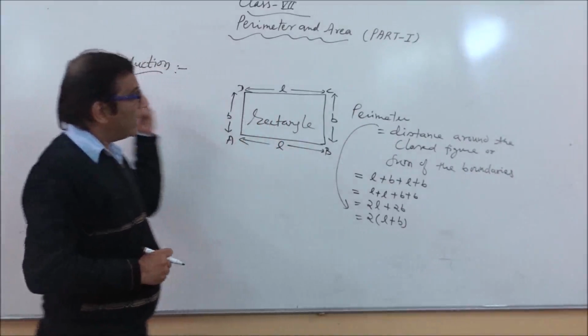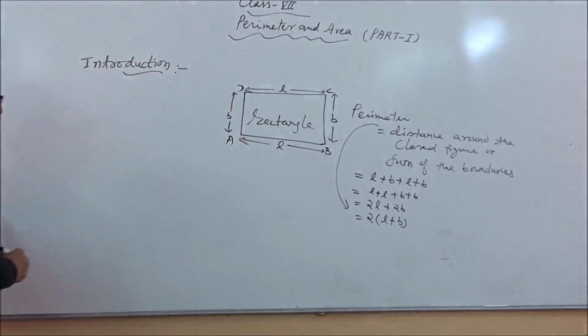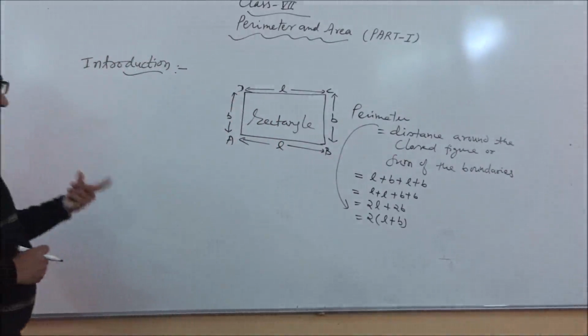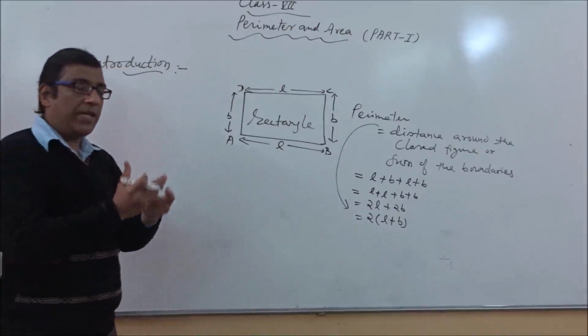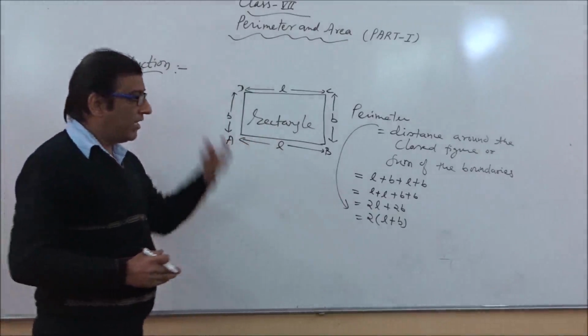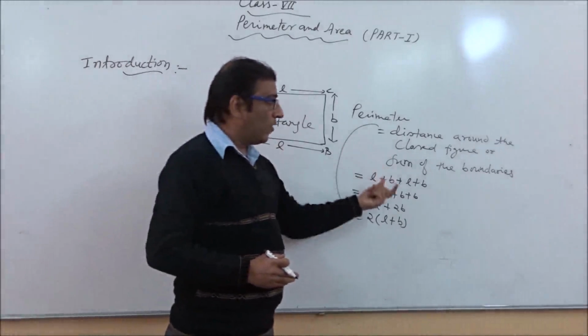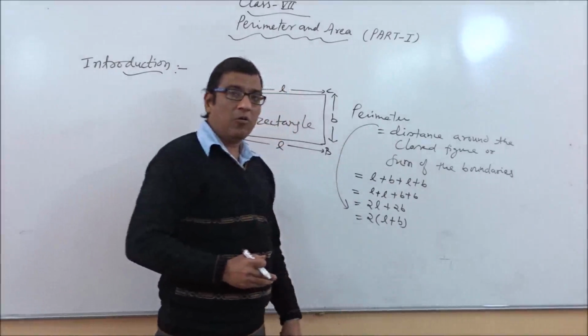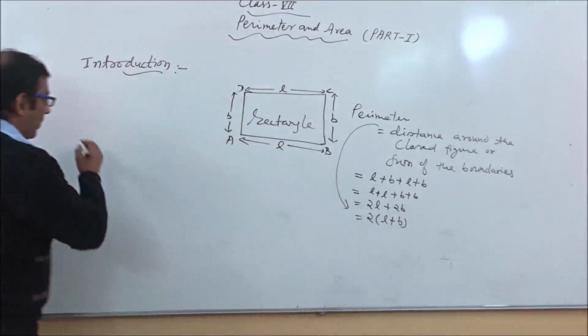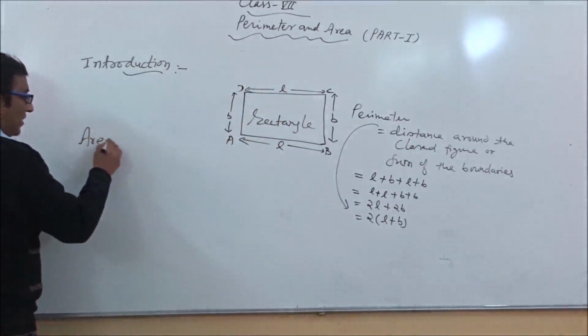So as I said, the front part of this blackboard also looks like a rectangle. There are 2 lengths and 2 breadths, and when we add length and breadth, it converts into the perimeter, because the perimeter means the sum of all the boundaries, or the distance around the closed figure. Now we will come to area. What is the meaning of area?